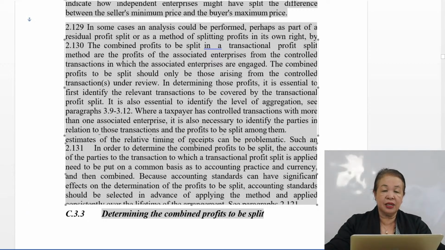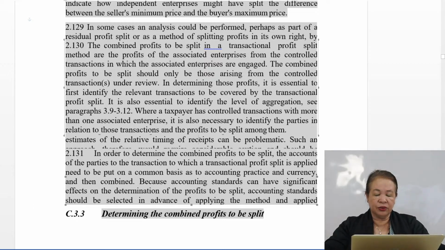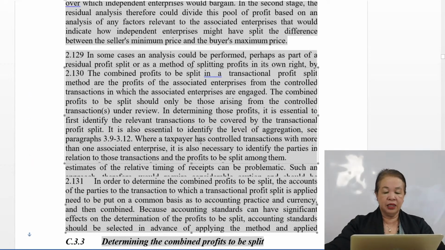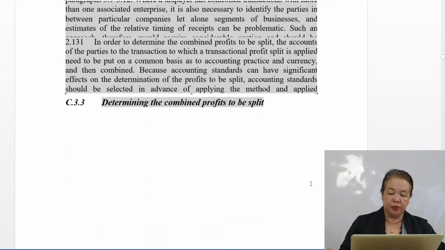It is also essential to identify the level of aggregation, see paragraph 3.9 and 3.12, where a taxpayer has controlled transactions with more than one associated enterprise. It is also necessary to identify the parties in relation to those transactions and the profits to be split among them. No? So in order to determine the combined profits to be split, the accounts of the parties to the transaction to which a transactional profit split is applied need to be put on a common basis as to accounting practice and currency and then combined.